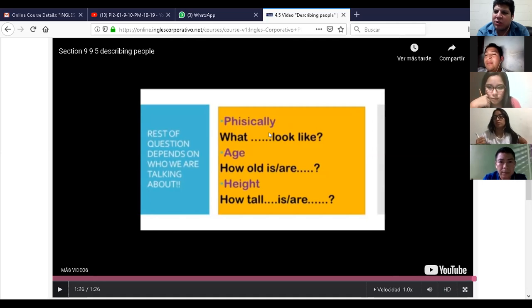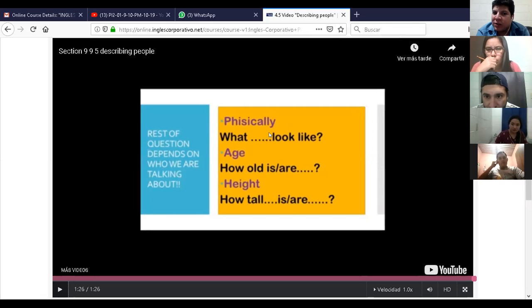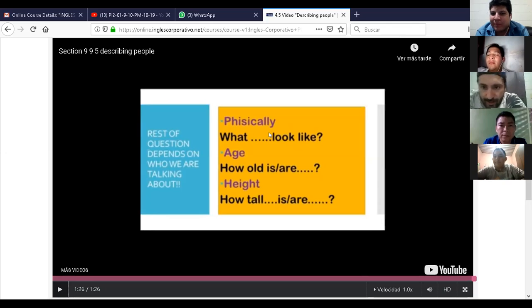What does look like? Does or do? Because we have two people. Let's say that we have Beatriz and Xiomara. That will be they. What do they look like? Two people. So, what do Beatriz and Xiomara look like? Is the same as what do they look like? What do they look like? Exactly. So, guys, these type of questions you're gonna be asking them in a few minutes. All right.